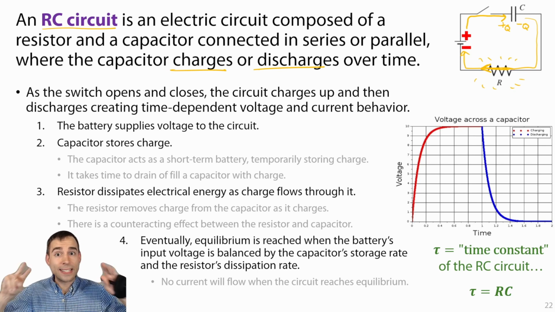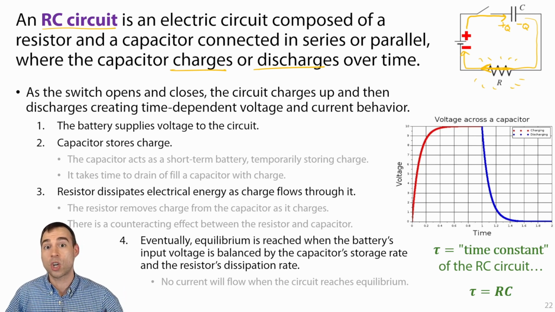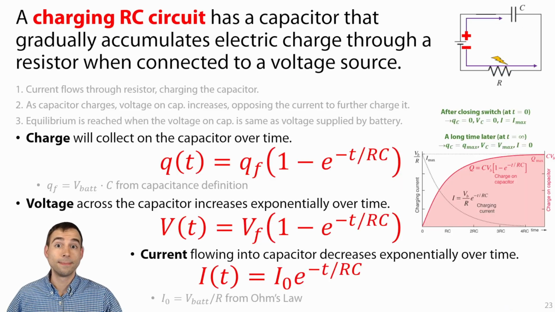Essentially, we can define a time constant for an RC circuit that says something about how long it takes for a specific RC circuit to charge up based on the values of the resistance and the capacitance. During the charging process, we imagine positive charges leaving the battery and collecting on the capacitor plate.